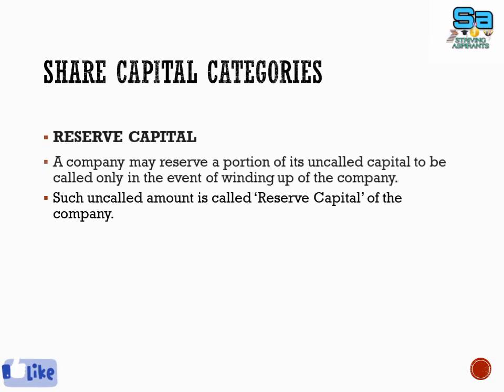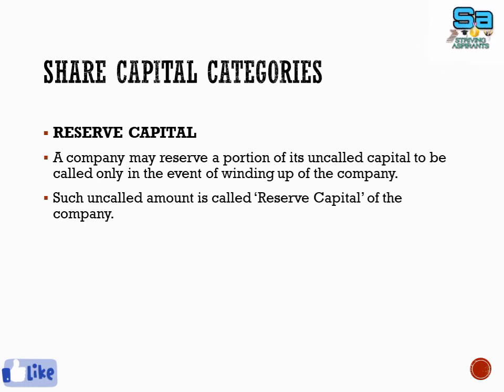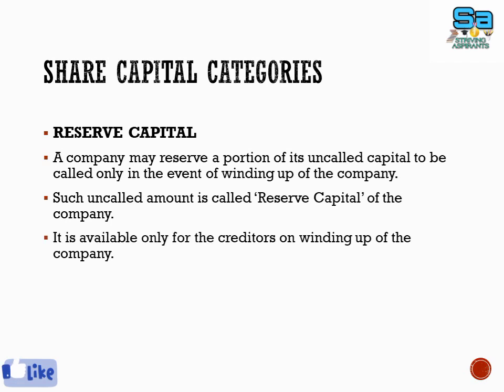Finally, reserve capital. A company may reserve some portion of its uncalled capital, which will be called only in the event of winding up of the company. Such an uncalled amount is called the reserve capital of the company. This will be available later on the winding up of the company. So this is the summary of the categories of share capital. Now we will see one example related to share capital categorization.